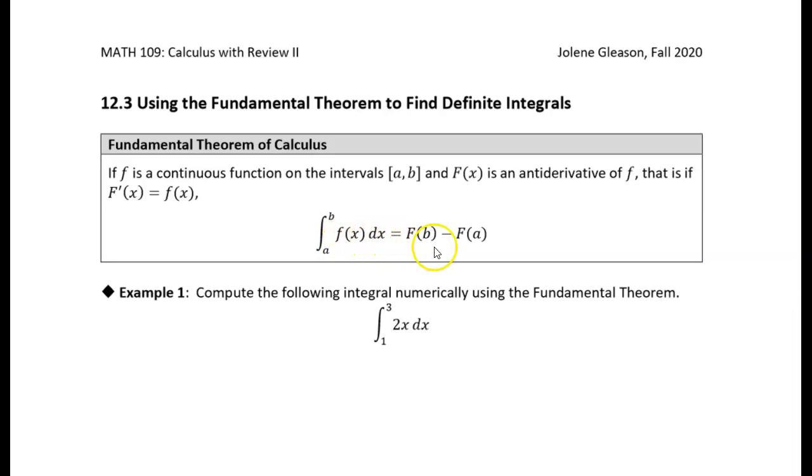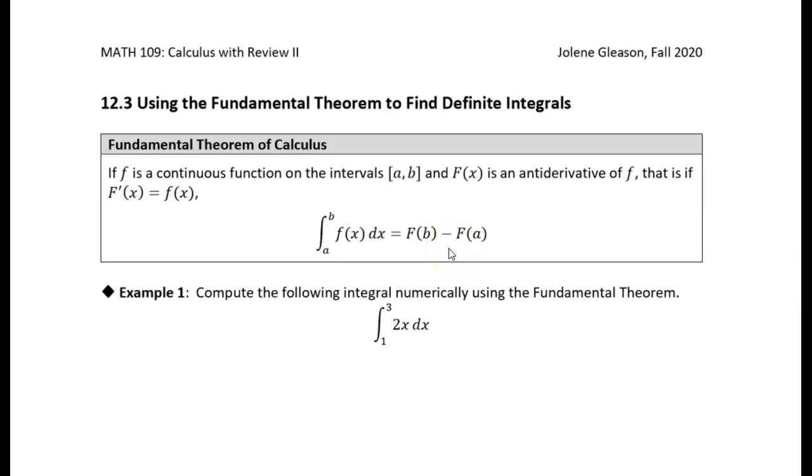Okay, so if we know how to take antiderivatives, we can evaluate the antiderivatives at the two limits of integration and find the difference in order to find the integral for a function. So let's see how that works.